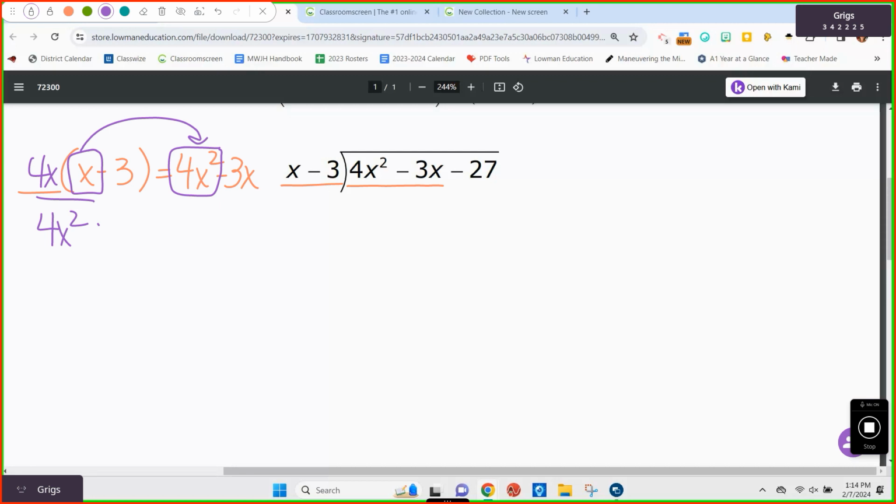Sorry, you answered the question I said. 12x. Okay, because 3 times 4 is 12. Keep the x, right? Alright, let me ask you this. Did x minus 3 go into 4x squared by itself? No. Okay, did x minus 3 go into 4x squared minus 3x? Yes, so my 4x goes right here.